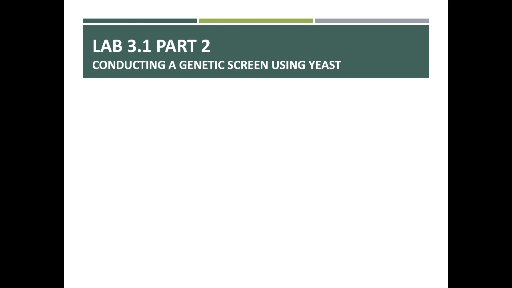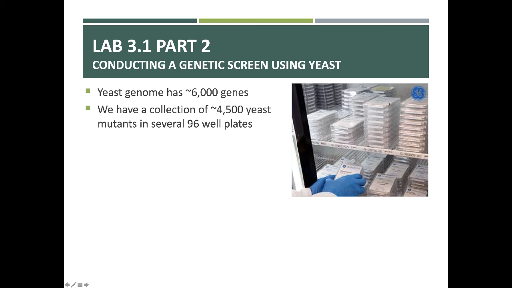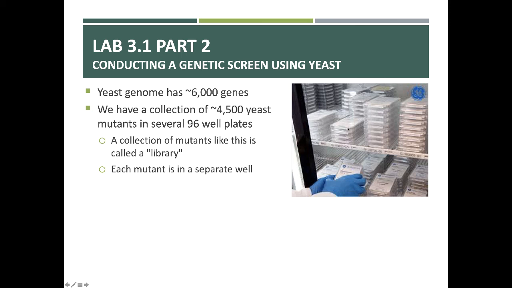We're going to talk about how we would conduct a genetic screen using yeast. As we begin to think about this, remember that the yeast genome is relatively small for a eukaryote. There are approximately 6,000 genes. We have a collection of about 4,500 yeast mutants, and they're stored on these 96 well plates that we keep at minus 80 degrees Celsius. We often call a collection of mutants like this a library. We'll see a picture of this plate in just a moment, but these plates have 96 specific wells. Each well contains a different mutant.